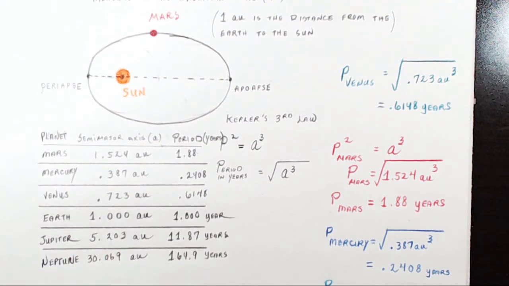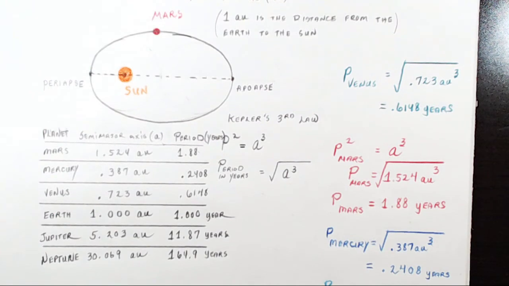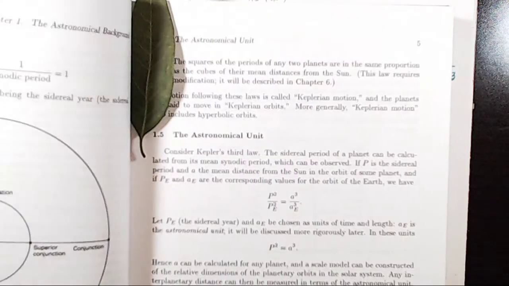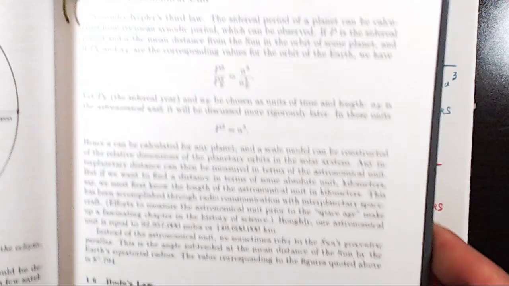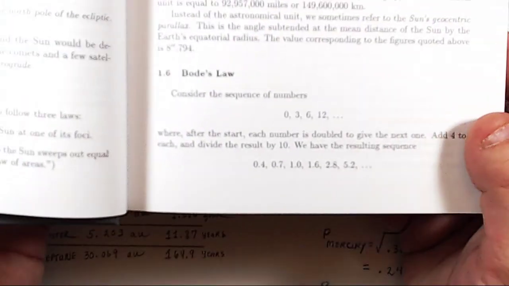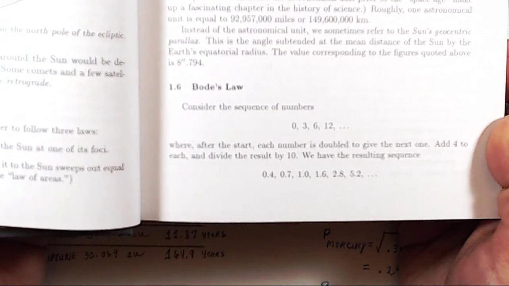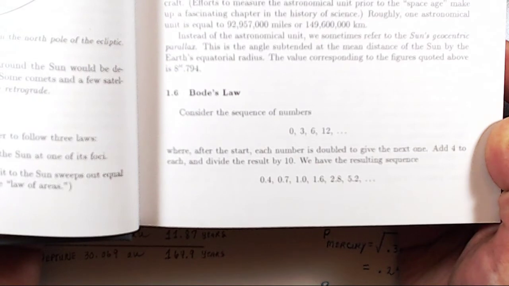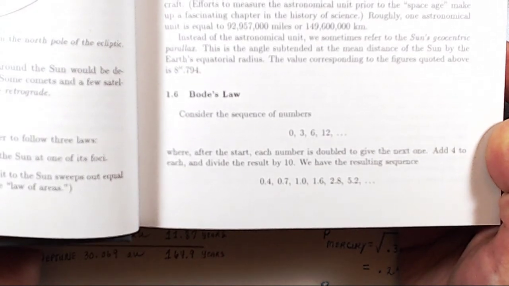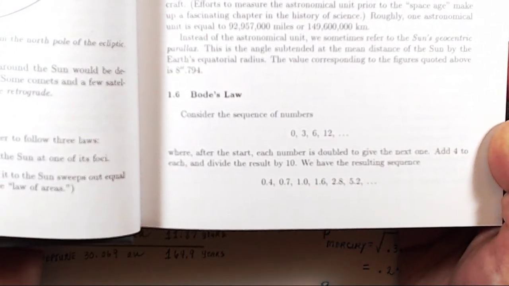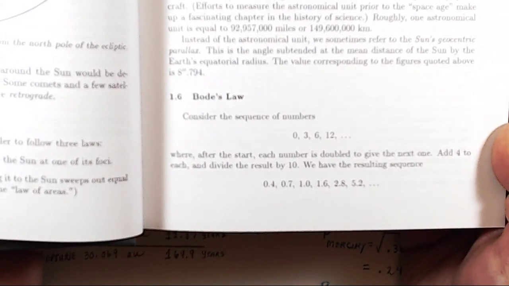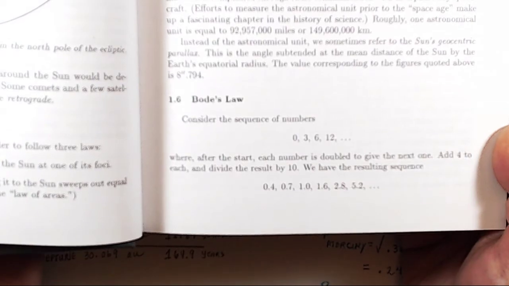So there is one cool trick that I saw in this book that I'll show you before we close. If I go back to this page, I noticed this cool thing at the bottom of the page. It said Bode's law. Consider the sequence of numbers 0, 3, 6, 12, etc., where after the start, each number is doubled to give the next one. Add 4 to each and divide the result by 10.